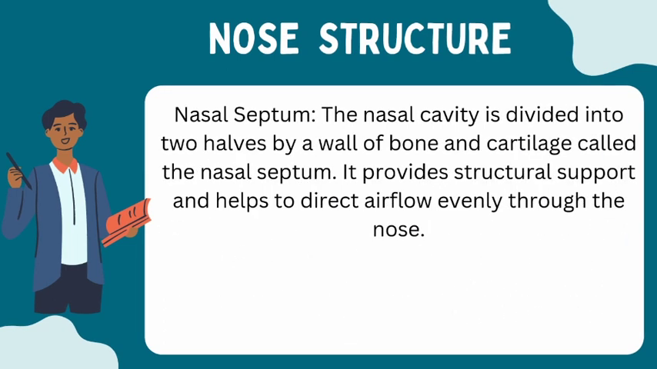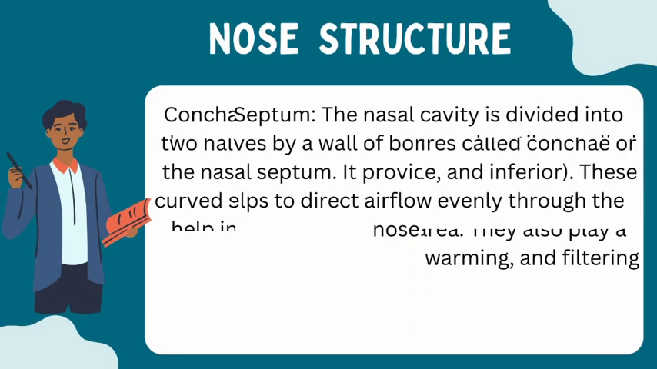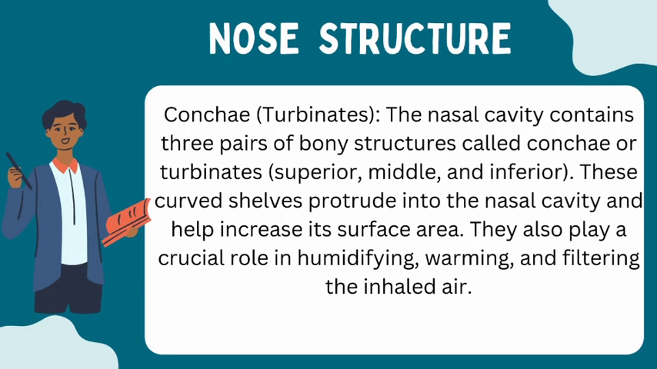Second, nasal septum. The nasal cavity is divided into two halves by a wall of bone and cartilage called the nasal septum. It provides structural support and helps to direct airflow evenly through the nose. Third, conchae, turbinates. The nasal cavity contains three pairs of bony structures called conchae or turbinates: superior, middle, and inferior. These curved shelves protrude into the nasal cavity and help increase its surface area. They also play a crucial role in humidifying, warming, and filtering the inhaled air.